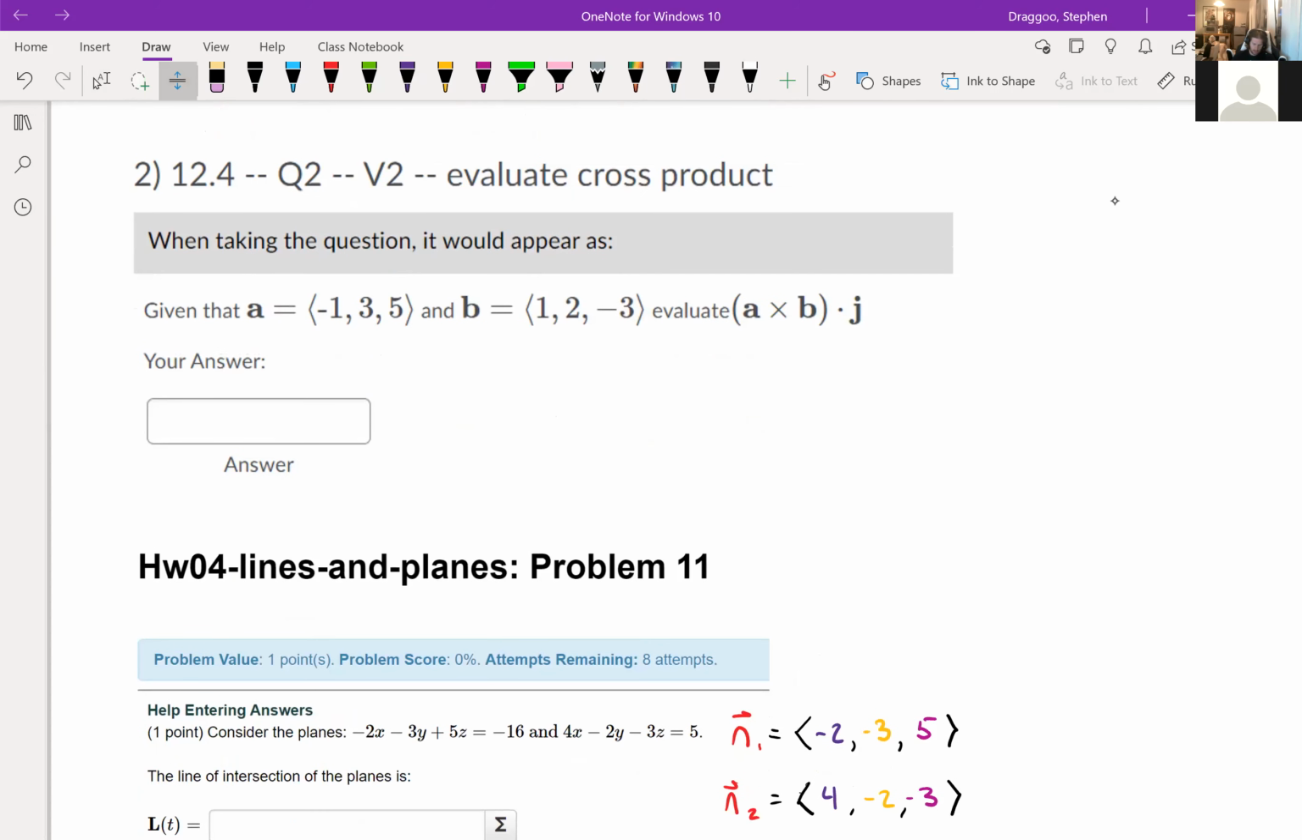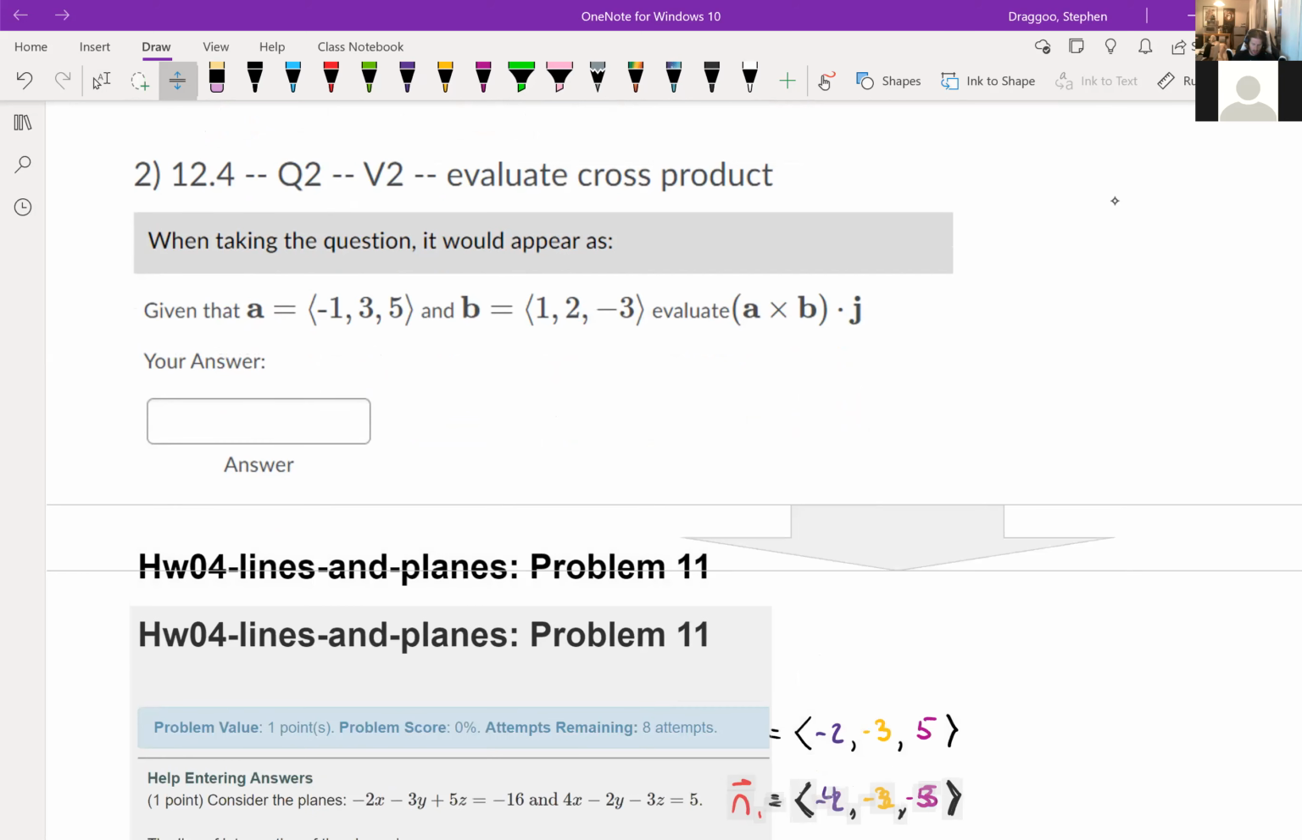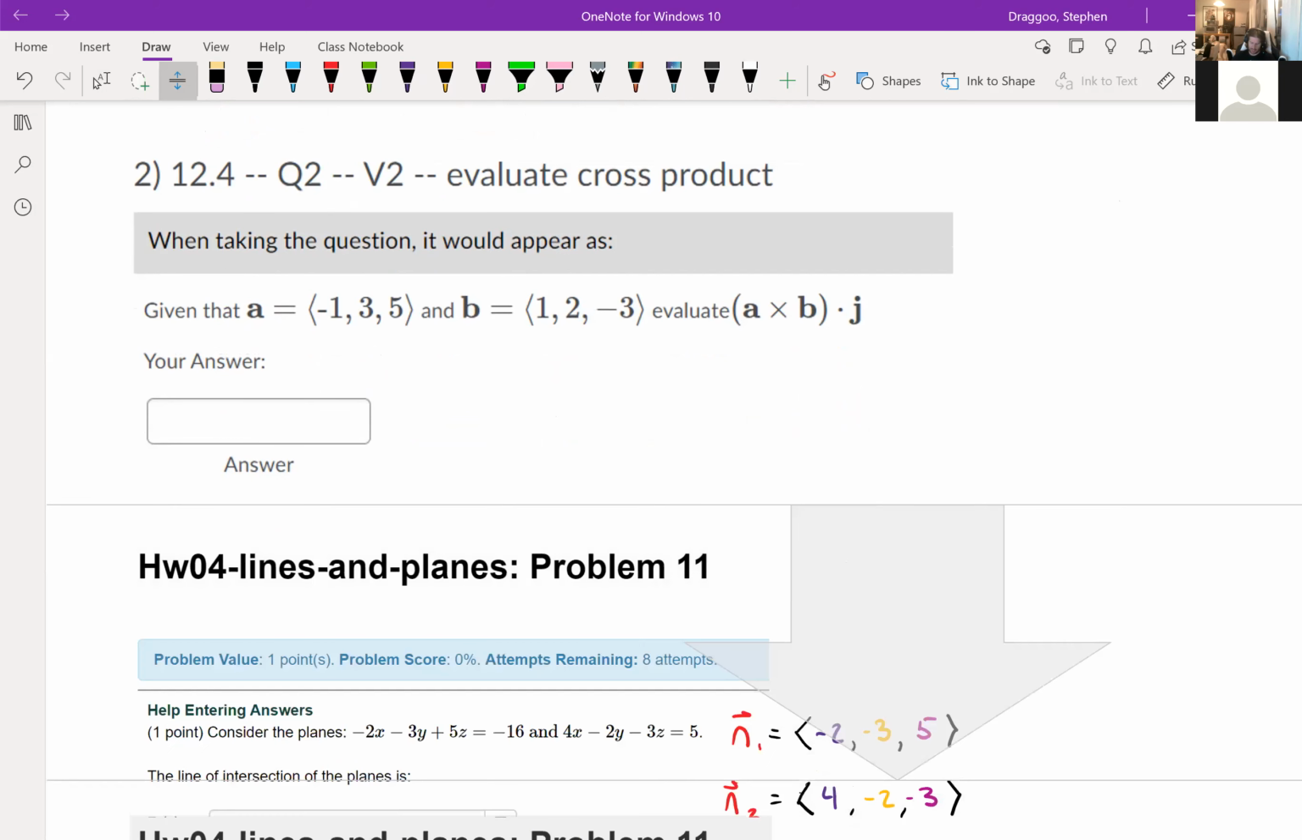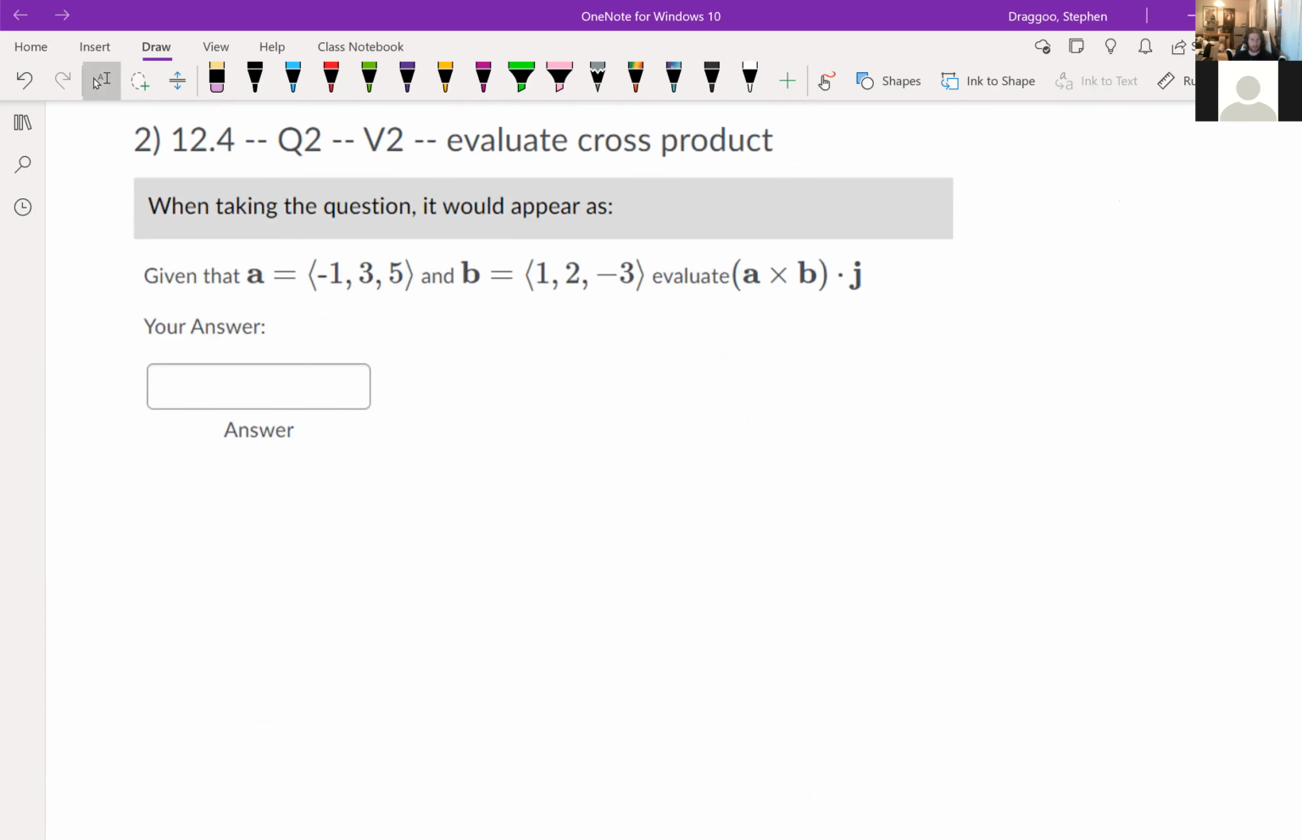Next. Looks like I didn't save myself any space here. Oh yeah, there's one more sort of significant problem I want to look at. Evaluating a cross product. And this is another one that I know everybody super liked. The dot product with j once we're done.